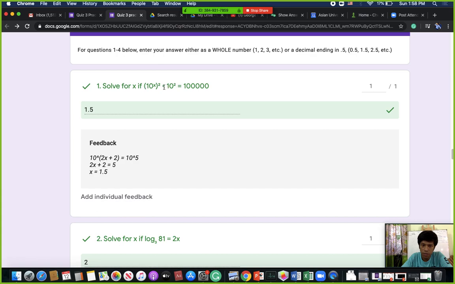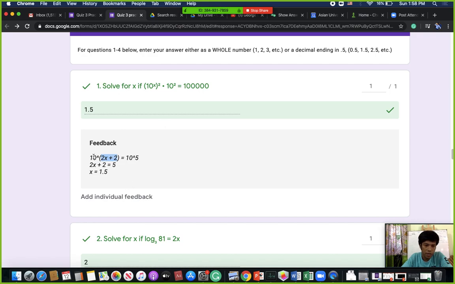As you know, when it is multiplied, we have to add the powers. So it will become twice x plus 2, which is here. See, twice x plus 2. Then how many zeros are here? 1, 2, 3, 4, 5. That's why it is 10 to the power 5.